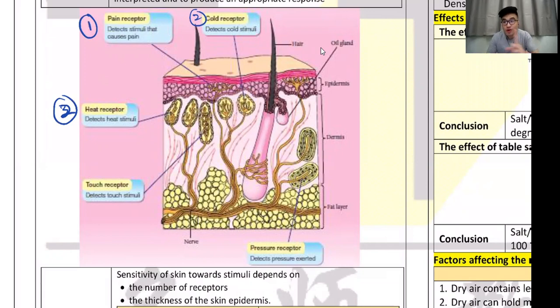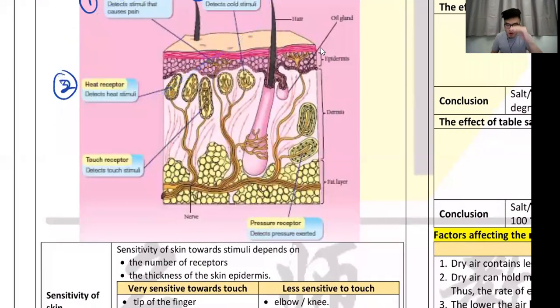When you are cold, your hair will stand up to keep yourself warm. So the cold and hot receptor is the second most important. These three help you survive. And then go lower some more. The third highest will be your touch receptor.